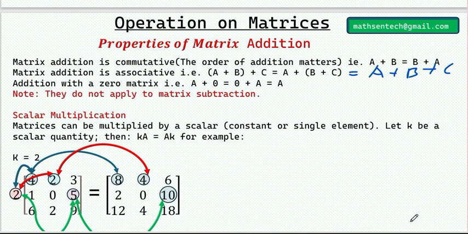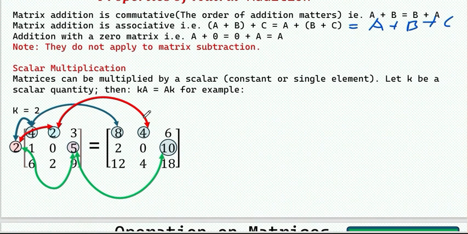Then we go to now the scalar multiplication. So what is that? Matrices can be multiplied by a scalar, a constant or single element. Let k be a scalar quantity. Then kA is equal to Ak, for example. So what is a scalar? It's just a constant, an element, an integer. 2, 3, 4, 5, 6. All those are scalar quantities.